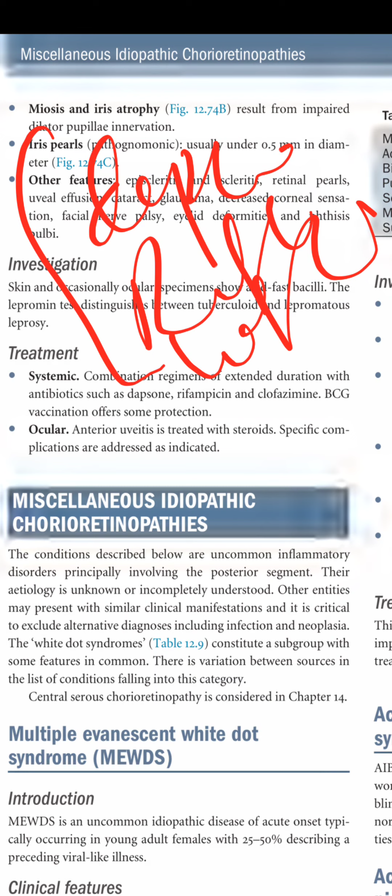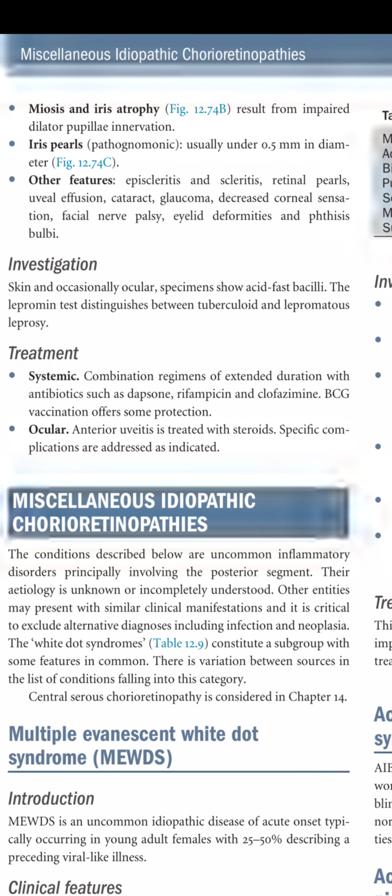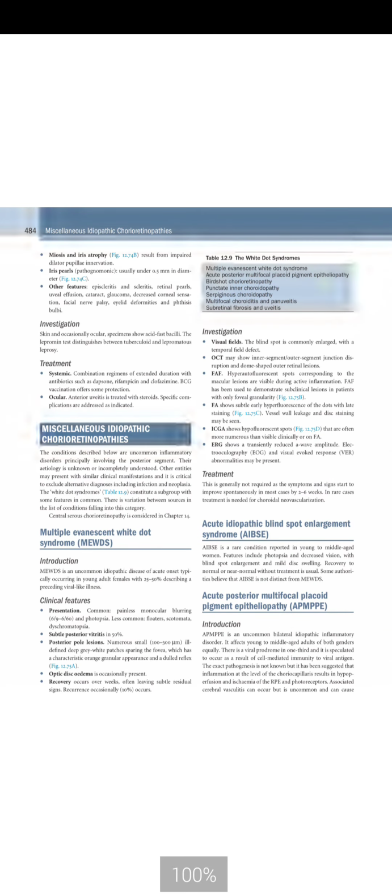Ocular anterior uveitis is treated with steroids. Specific complications are addressed as indicated. So other complications are treated as necessary.